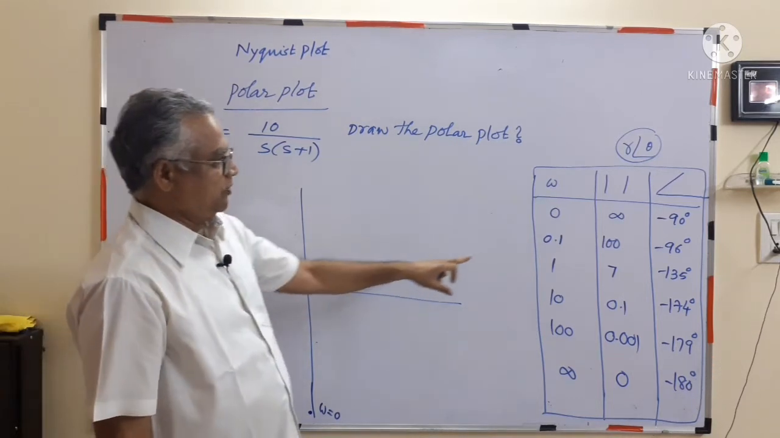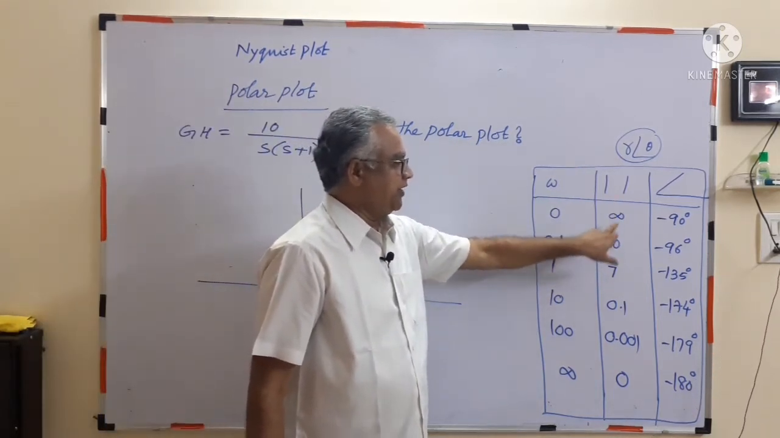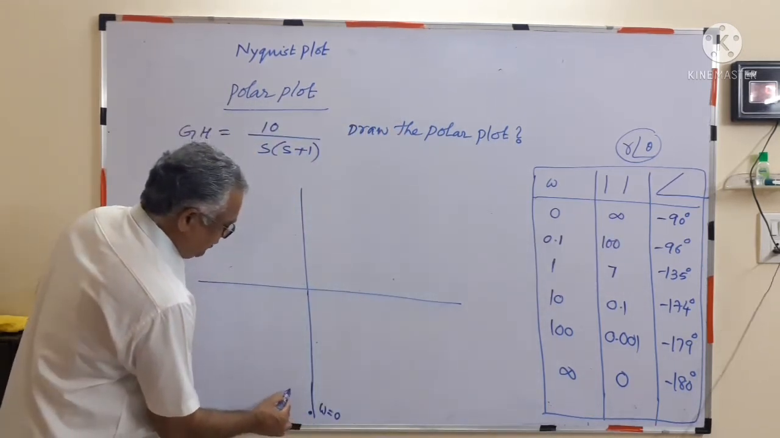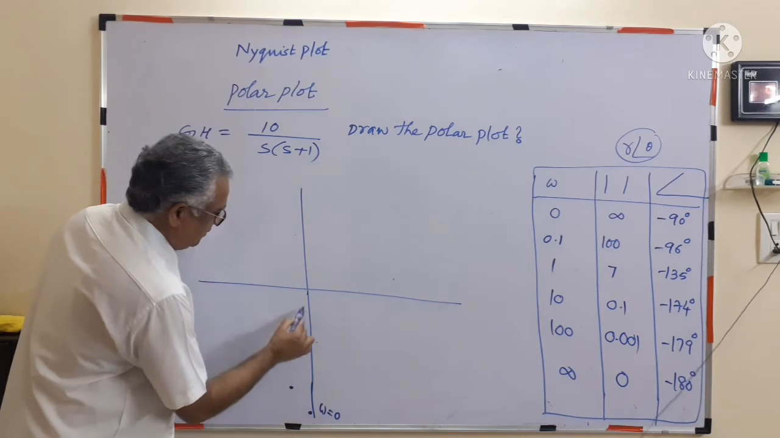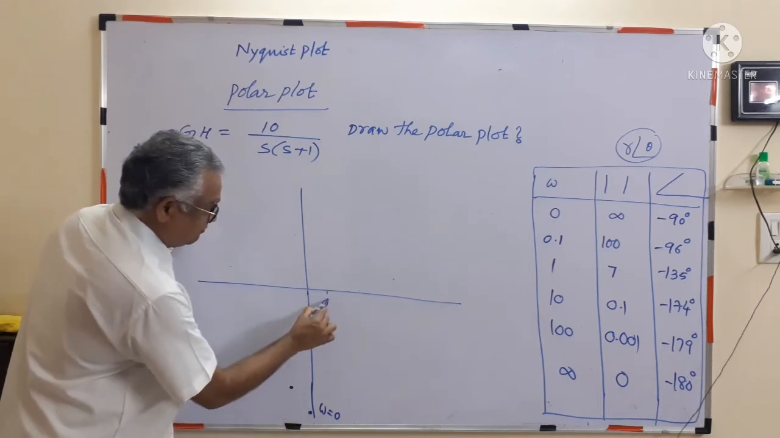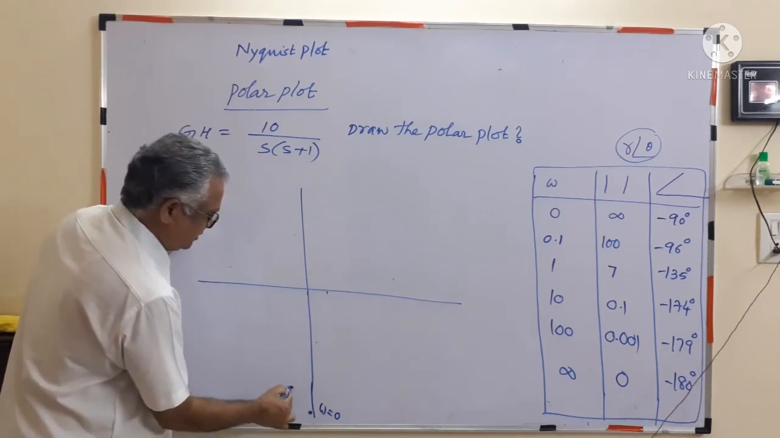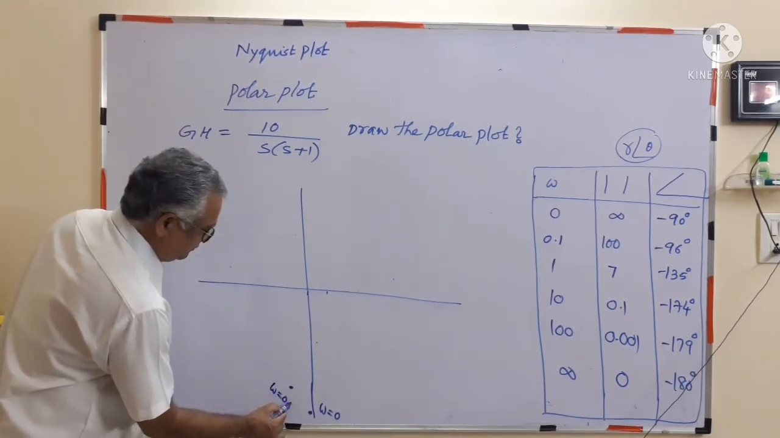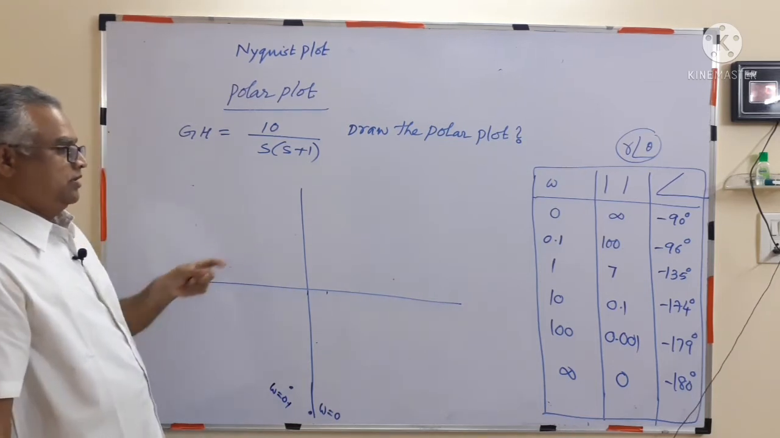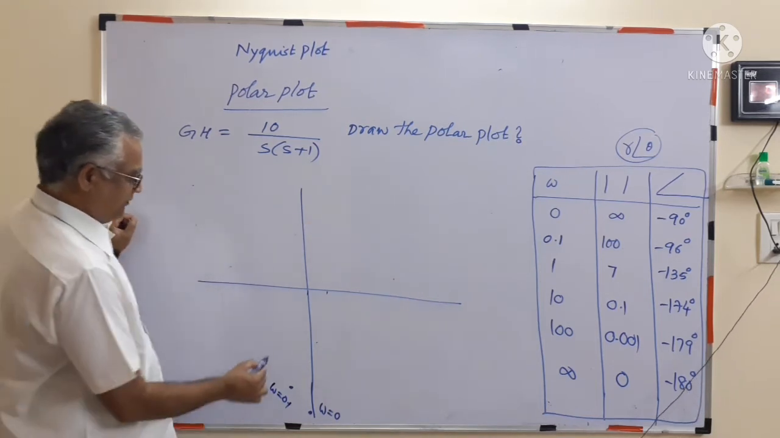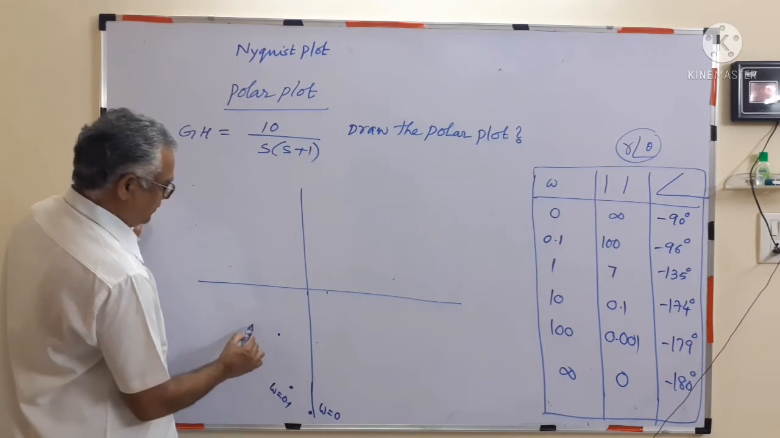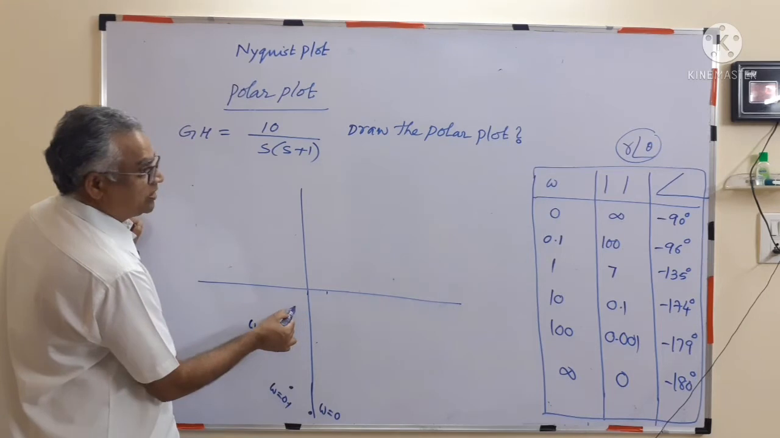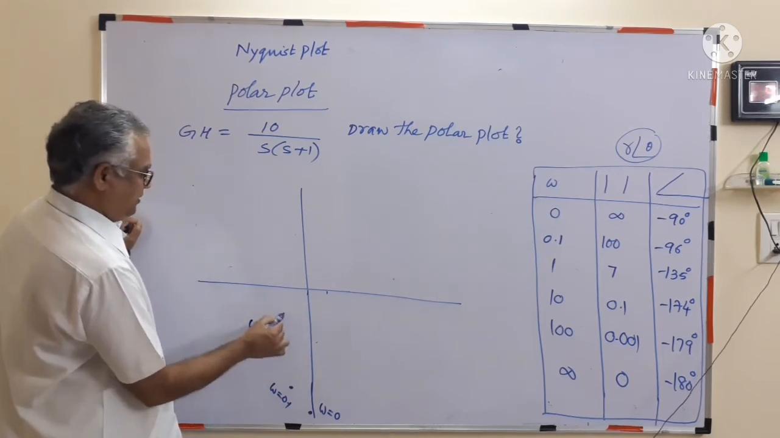Then when frequency is 0.1, length 100, infinite to come to 100, angle minus 96. Approximately we are drawing. What is this angle? Minus 96. What is this length? 100. This is omega equal to 0.1. Next with 1, it is 7. Here omega equal to 1. What is this length? 7. What is this angle? Minus 135.